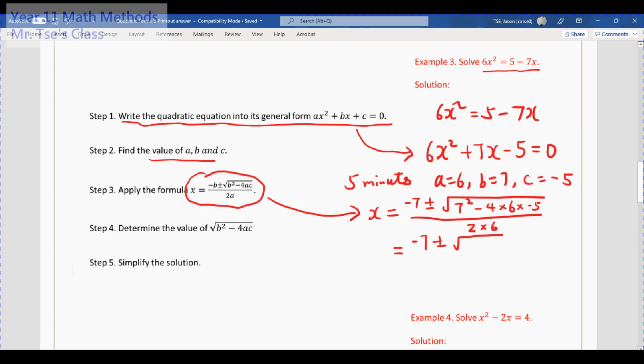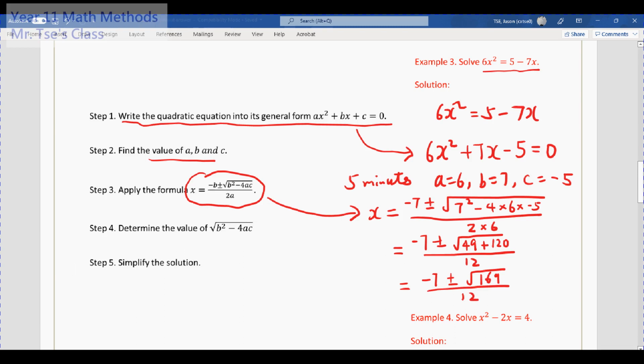Okay, and so it's 49, and that's basically 4 times 6 is 24, minus 24 times minus 5, so it becomes plus 120, right? Okay, so that's 12. So that becomes 169 over 12.